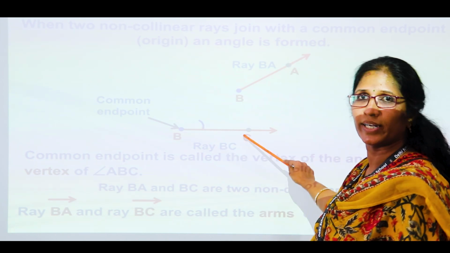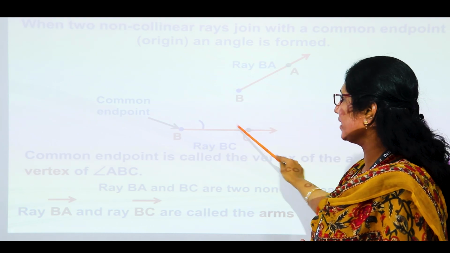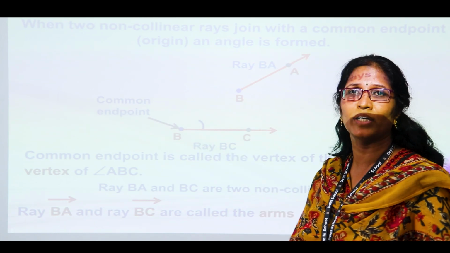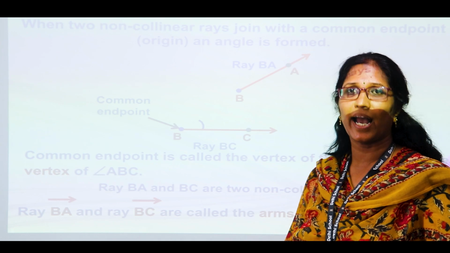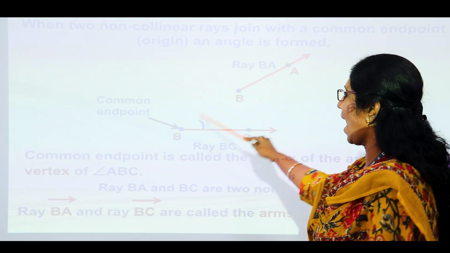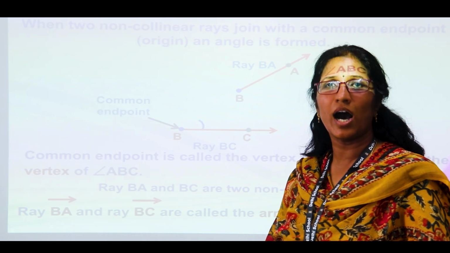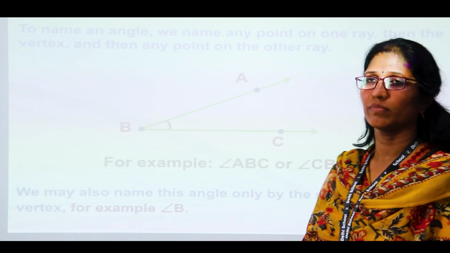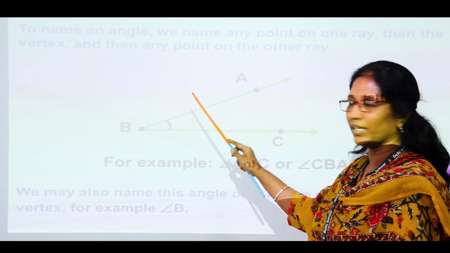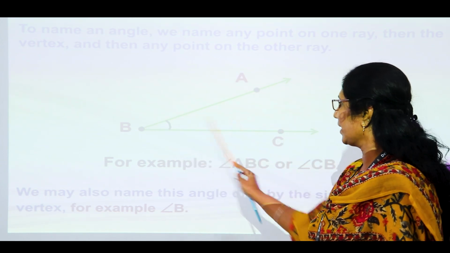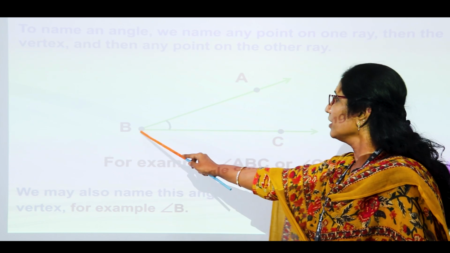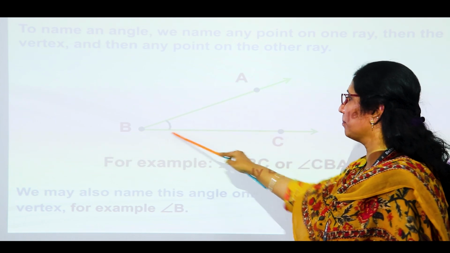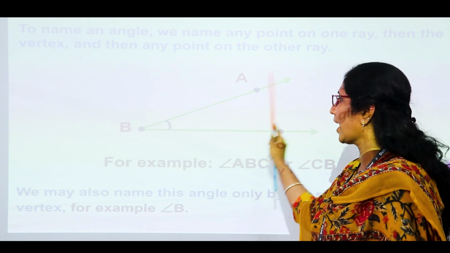When we join these two rays BA and BC, they have one common endpoint, that is B, and that common endpoint is called the vertex of the angle. These two rays BA and BC are also called the arms of the angle ABC. In this picture you can see the common vertex B, and BA and BC are the arms of the angle ABC.